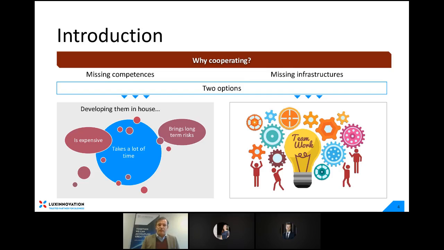In many cases, you may miss competencies in your organization. You may miss infrastructure. So you have basically two options that you can go for. First one is developing them in-house, which can be very expensive, which can take a lot of time. And of course, there are long-term risks, for instance, the finance of a company which has to invest quite a lot for developing a new infrastructure. The other option is to cooperate, to go for teamwork.